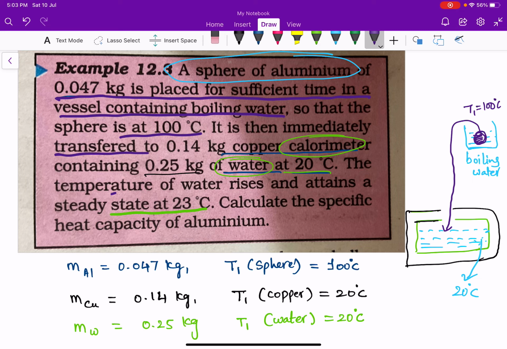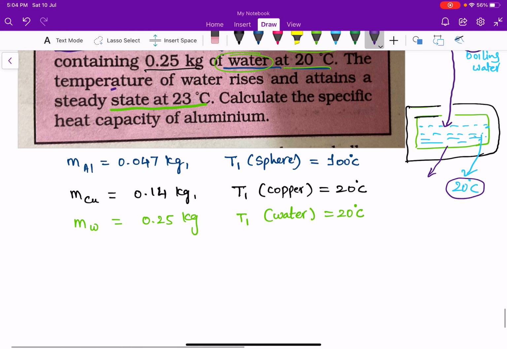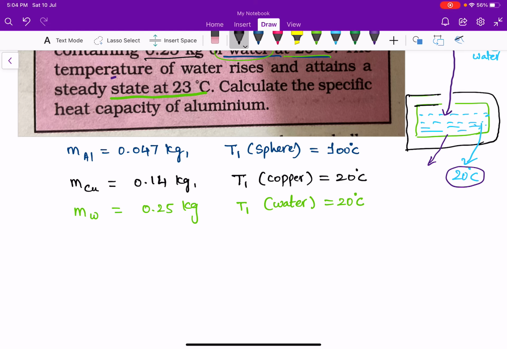So which one loses heat energy? Aluminum sphere loses heat energy because initially it is at high temperature. And who will gain heat energy? Water will gain heat energy, as well as copper also will gain heat energy, because copper and water are initially at low temperature, that is at 20 degrees Celsius. So now it is clear.